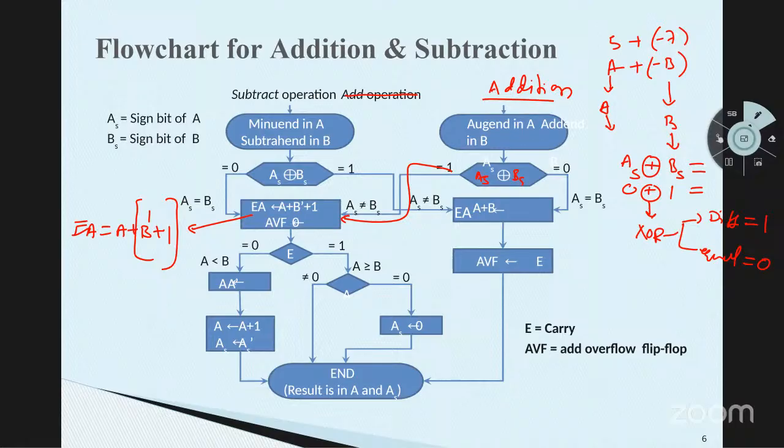What is B complement? Ones complement. Then plus 1. What is the meaning of plus 1? To get the 2's complement, we are adding 1 to the 1's complement value. So this gives the 2's complement value, right? After getting the 2's complement, what else are we doing? We are adding that 2's complement value to A. So what result comes here?